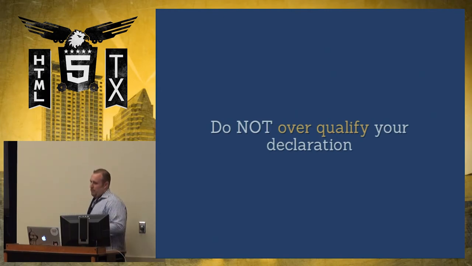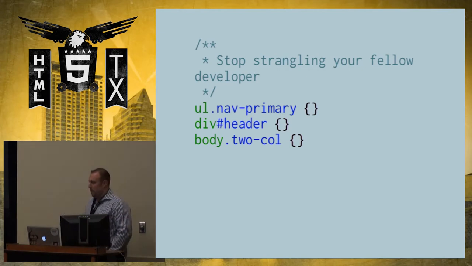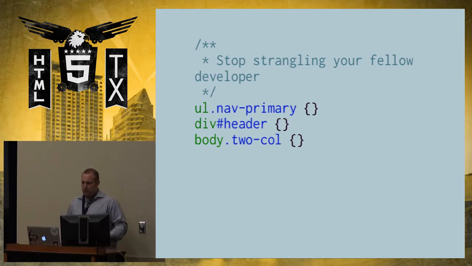Another tip, essentially, is do not overqualify your declarations. A lot of people do something like this. They'll define ul.nav-primary, div.header, body. In my mind, I know what they're doing. They're trying to take control and say, hey, these are the only situations you need to use these, and I'm giving you directions on how I want this structured. Well, the problem is, what if the nav primary is a big content block and you have actual divs inside of it, and it actually doesn't live in a UL anymore? What if you wanted to use an OL? It's not going to work then. You've got to change it up.